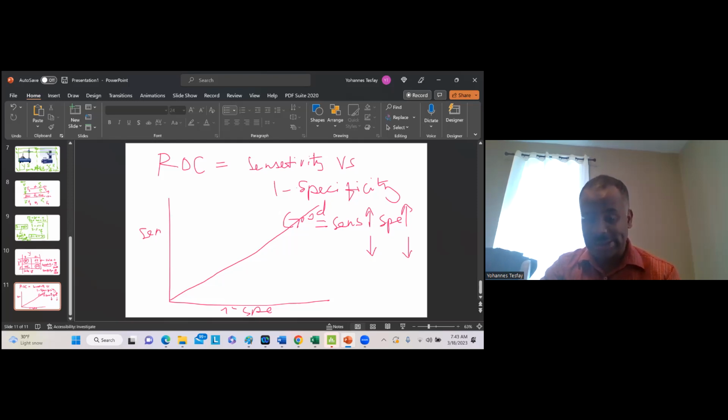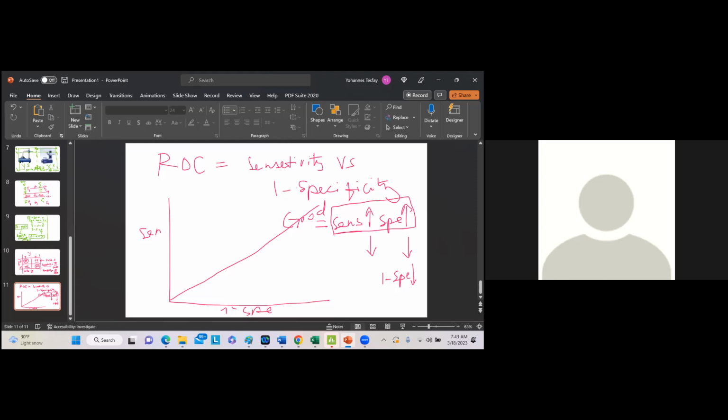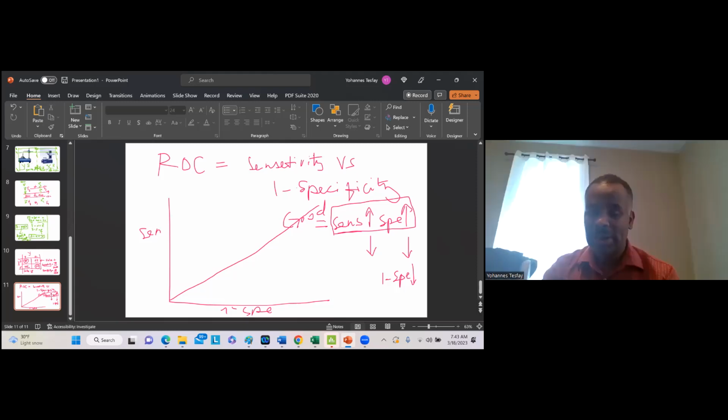Okay, so sensitivity high, specificity high, 1 minus specificity low. When you consider that condition, if the specificity is high, what is the maximum value of, let me say, 1 minus specificity? Maximum value is 1. Minimum is 0.